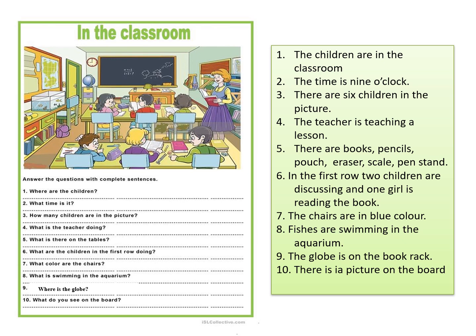How many children are there in the picture? There are 6 children in the picture. What is the teacher doing? The teacher is teaching a lesson. Now, what is there on the table? On the table, there are books, pencils, pouch, eraser, scale, pen stand, etc. Now, what are the children doing in the first row? In the first row, two children are discussing and one girl is reading the book.